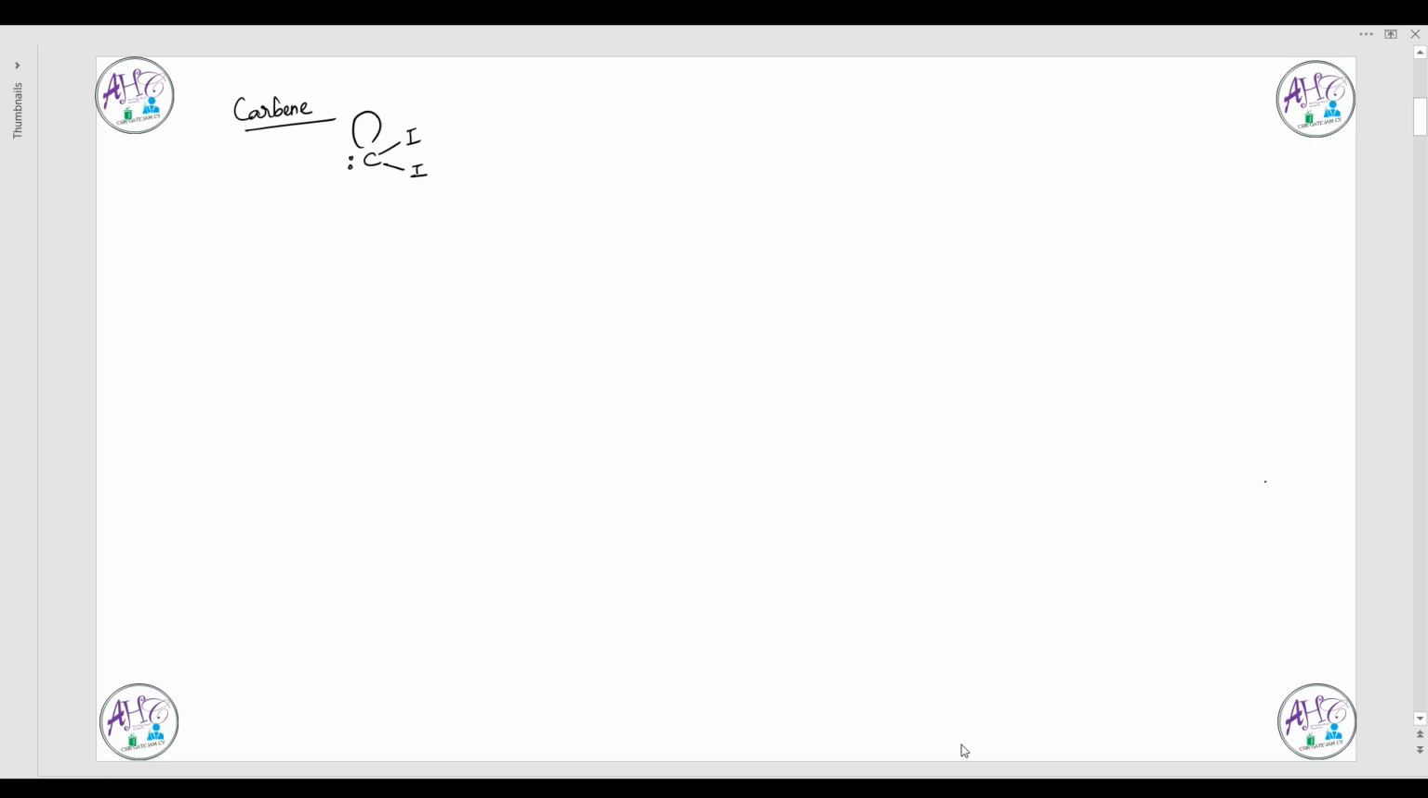So a carbene has an empty orbital also. So your carbenes are typically electropositive in nature. So carbenes are what? Electron deficient. So carbenes are electron deficient in nature. Okay. Carbenes are electron deficient in nature.